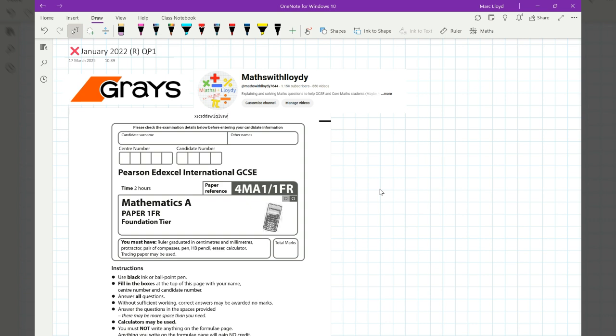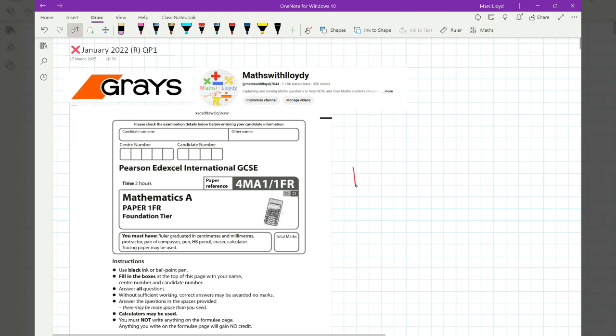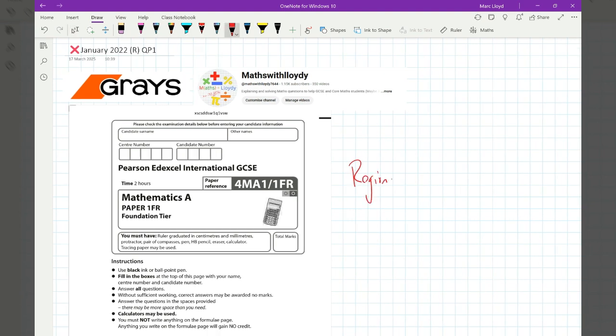Today we're looking at the January 2022 paper. It's paper 1 and it is the regional paper.